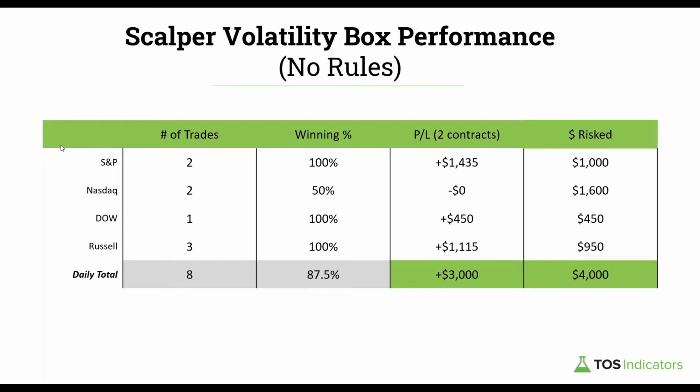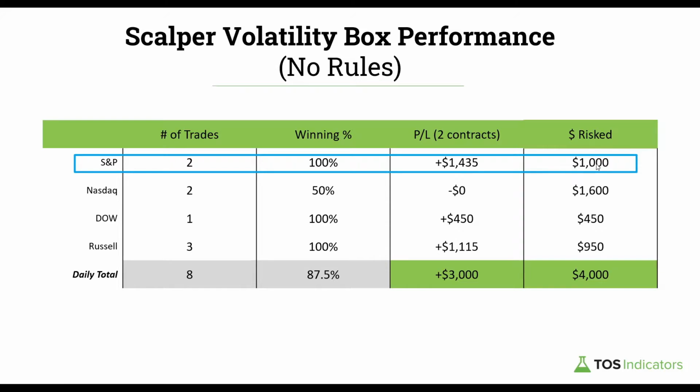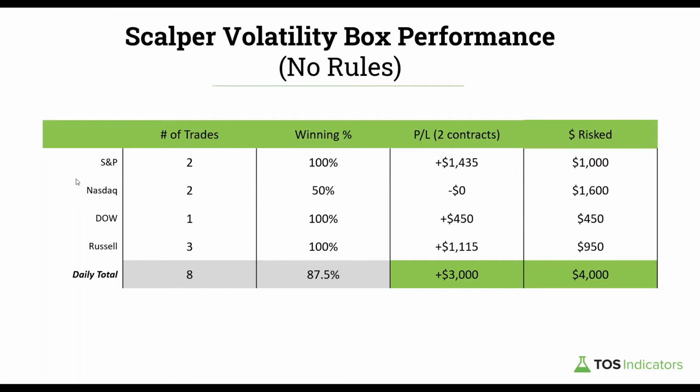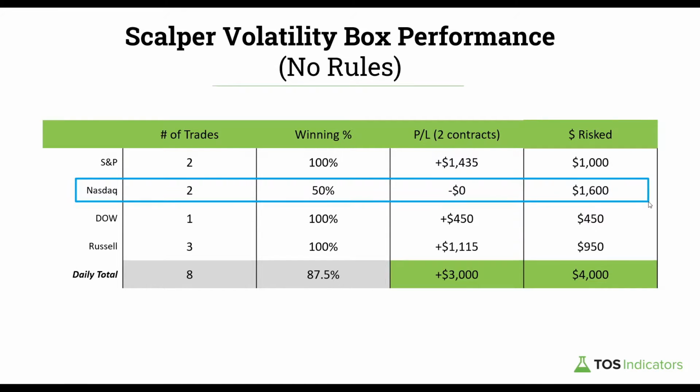And in today's case, this is about as best of a start to our new scalper volatility box as we can potentially hope for. With our S&P, you had two trades. Both of those trades were good, where you risked a total of 1,000 across both trades. But that was good for a total P&L of positive 1,435. In the Nasdaq, you had two trades, and the Nasdaq had the one loser in which price had also broken outside of the volatility box.